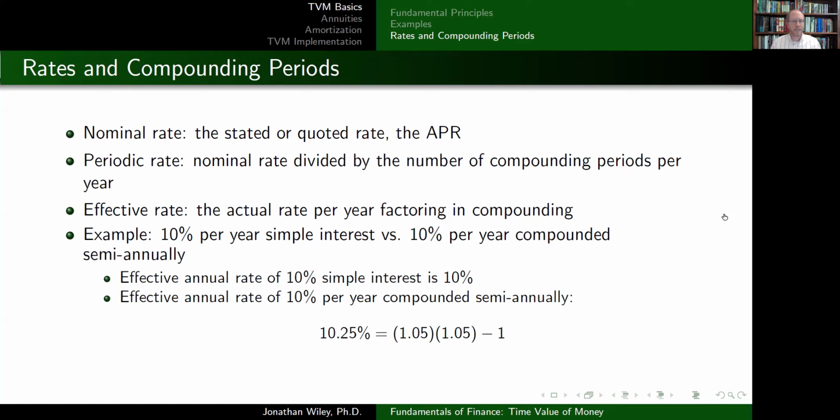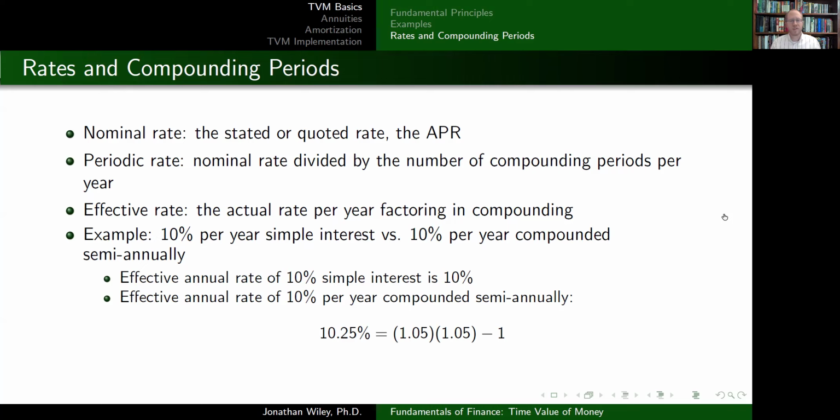So if you are investing, you want to invest at the highest effective rate. So you can have two investments that have the same nominal rate, but they compound differently. One's maybe annual, one's maybe monthly. And so the effective rate could be different. So if I was investing, I would want the highest effective rate. If I am borrowing, I would want to borrow at the lowest effective rate.